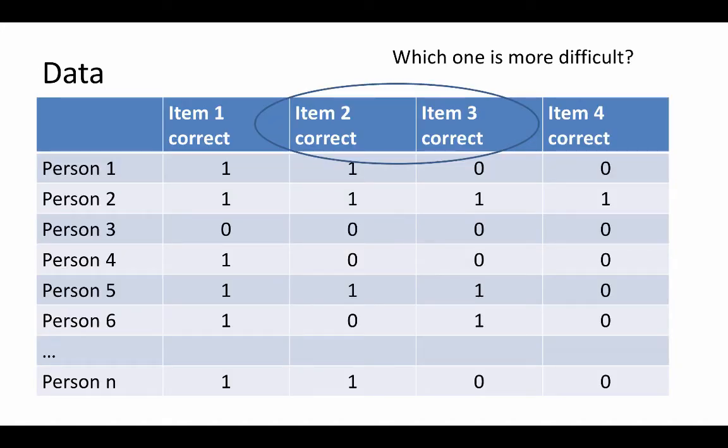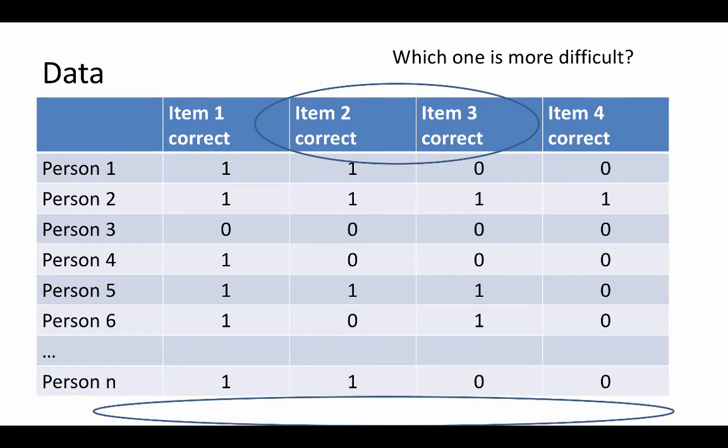Now, how do we find out what the correct order of the items is? Here is just a set of data. So person 1 to 6, person N at the very bottom, and if you answer the question correctly, you get a 1. If it's incorrect, then you get a 0. Now let's first have a look at whether item 2 or 3 is actually more difficult.